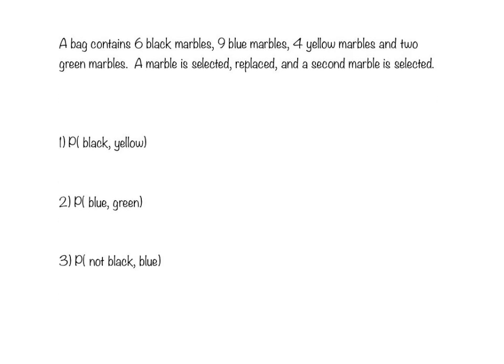A bag contains 6 black marbles, 9 blue marbles, 4 yellow marbles, and 2 green marbles. A marble is selected, replaced, and a second marble is selected. So the two events are that you select the marble one time and you select the marble the second time. Those are the two events in this compound event.